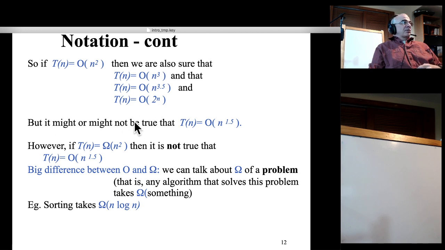Now, is it also true that T of n is order of n to the 1.5, less than 2? Maybe yes, maybe no. I don't know by itself. However, if you tell me that in addition T of n is omega of n squared, meaning you can find an input where the algorithm runs in no less than n squared, then it is impossible that T of n is order of n to the 1.5. These two statements contradict each other.